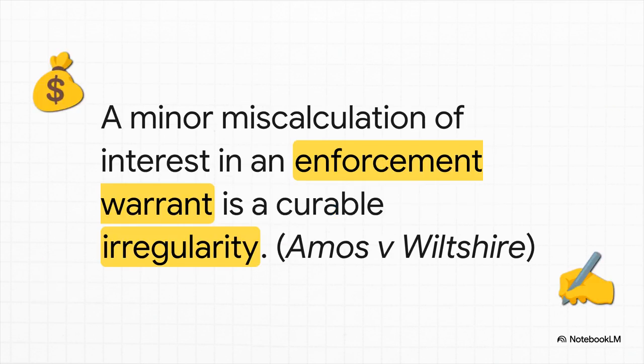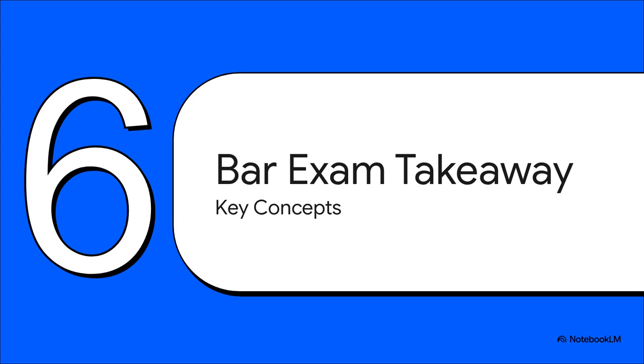And don't for a second think this only applies to prejudgment stuff. The Court of Appeal in Amos v. Wiltshire made it clear that Rule 37.1 applies to the entire UCPR, including steps taken after judgment. In that case, even a small miscalculation of interest on an enforcement warrant was found to be a curable irregularity. The scope is huge.